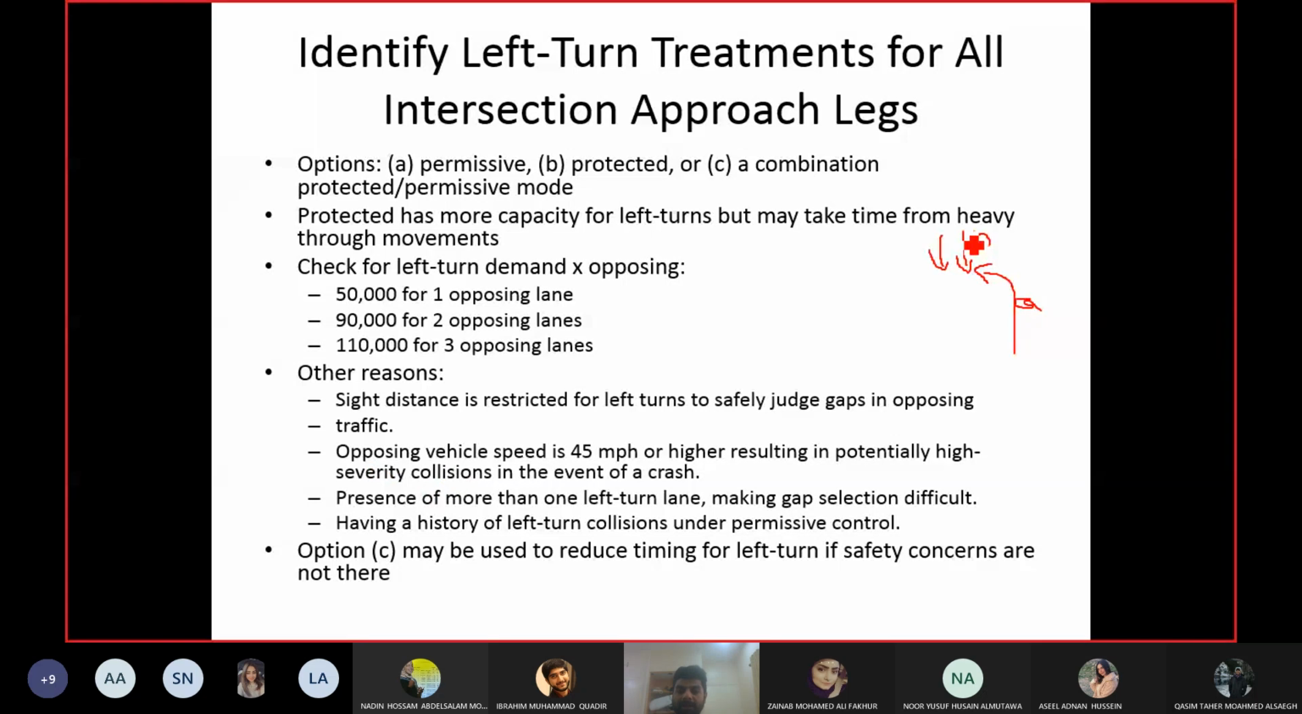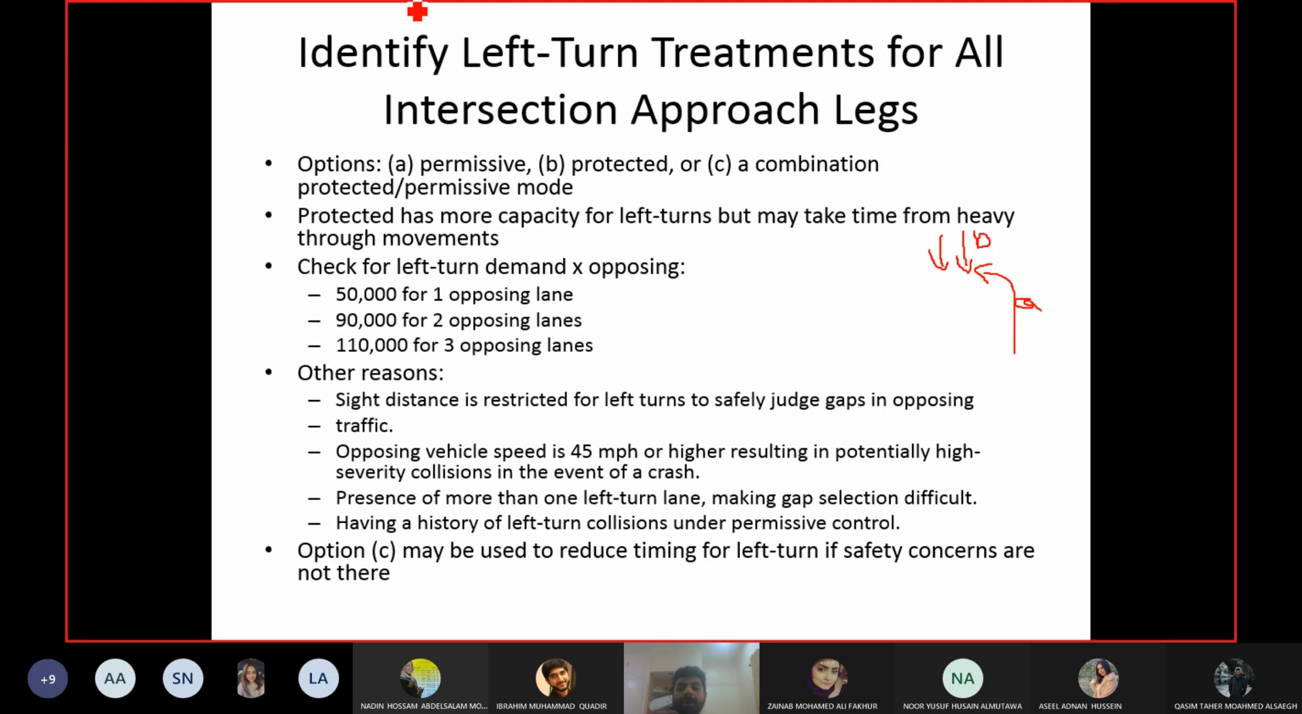If the opposing vehicle is coming at a speed of more than 45 miles per hour, then it has a risk of high severity conflicts. Crashes happening at more than 45 miles per hour usually have high severity. Then in that case you go for protected left turning.